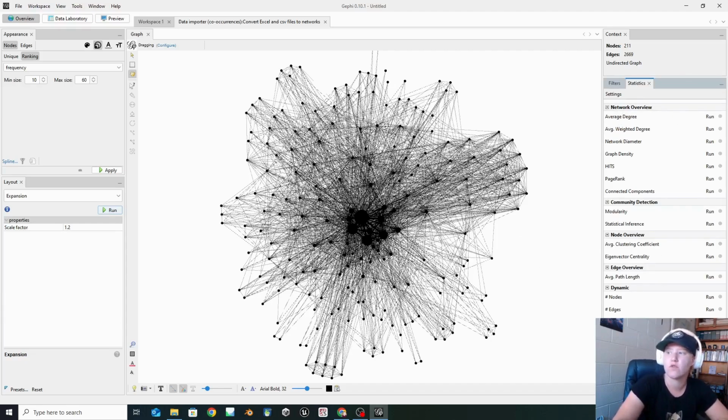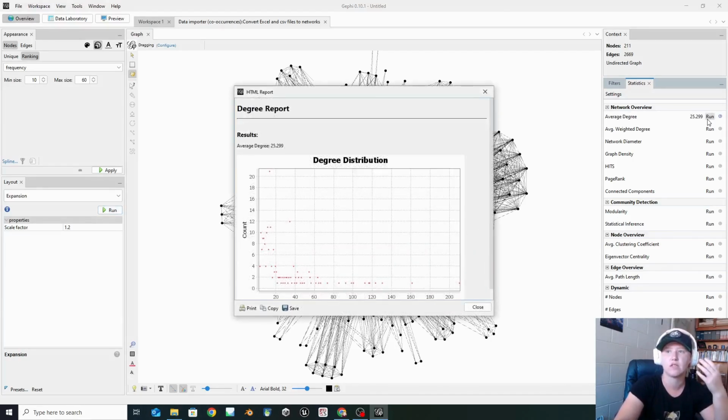In here, there's a variety of different statistics that you can run to see what's happening. For example, average degree is looking at, on average, how many different points are connected together from each of these individual ones, right? So this is essentially saying on average how many tags are for every single document. On average for this one, there's 25 tags.